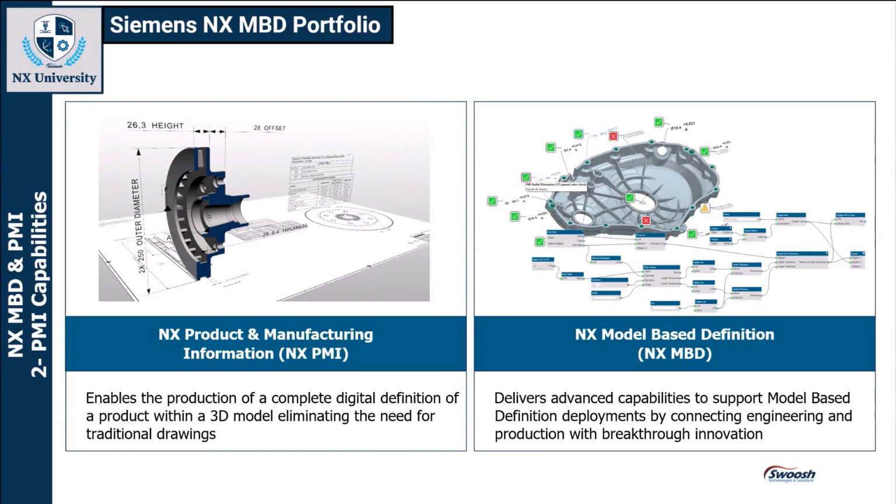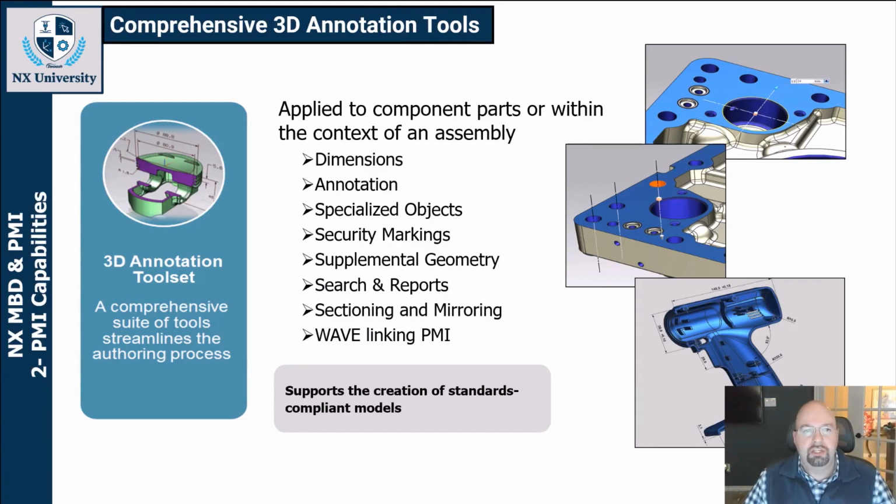That's going to be an item that is not passing or failing based on the standards we're applying to our part or designing our part to here. Getting into the comprehensive 3D annotation tools, with PMI we can create dimensions, annotation, specialized objects, different security markings, supplemental geometry. We can run searches and reports. We can also do sectioning and mirroring of our parts.